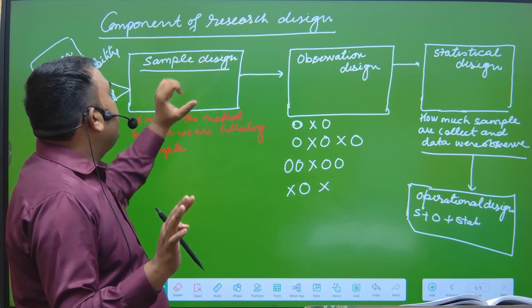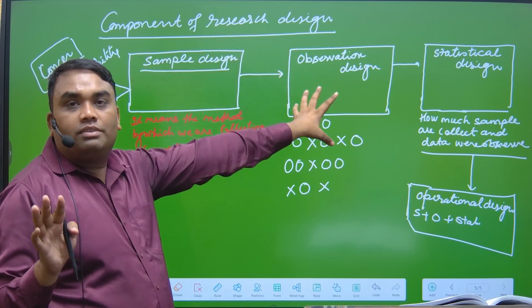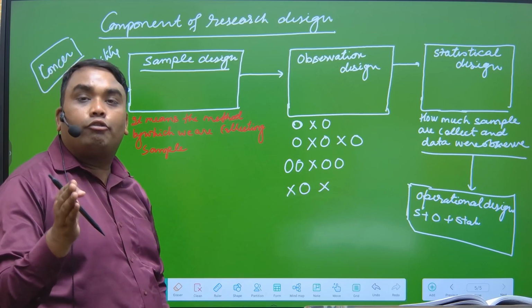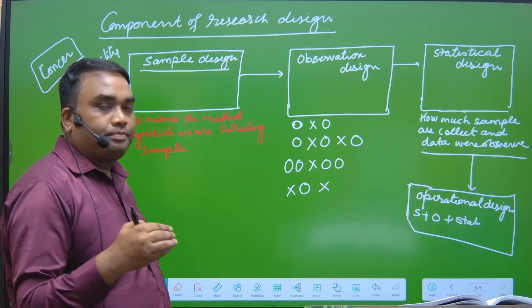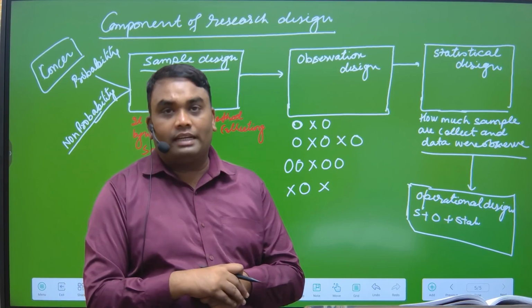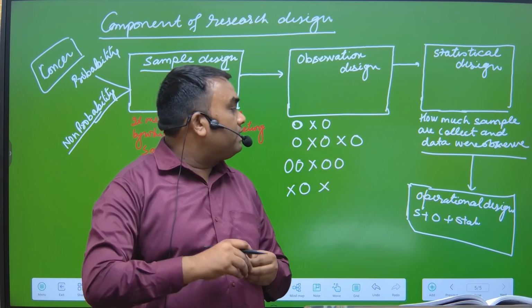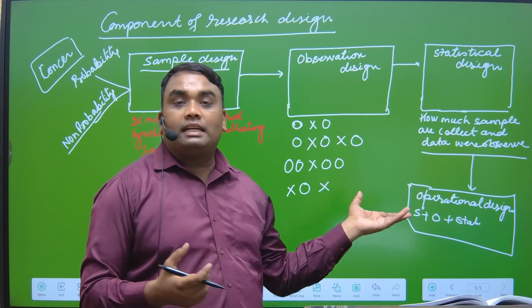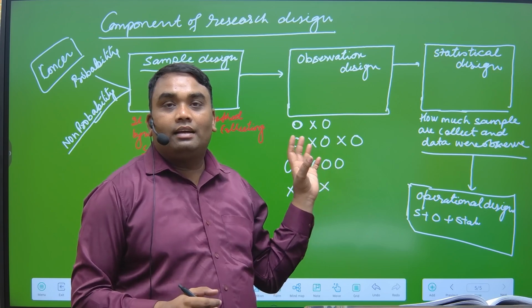So initially, in the research design there are the 4 components. One is sample design, second is observational design, third is statistical design, fourth is operational design. Sample design means the method by which we collect the samples. Observational design means conducting the research under which observational conditions. And third, statistical design means how to collect the samples, observe them and collect data from them. And then operational design means how all these 3 processes will be conducted by you. So these are the components of research design.